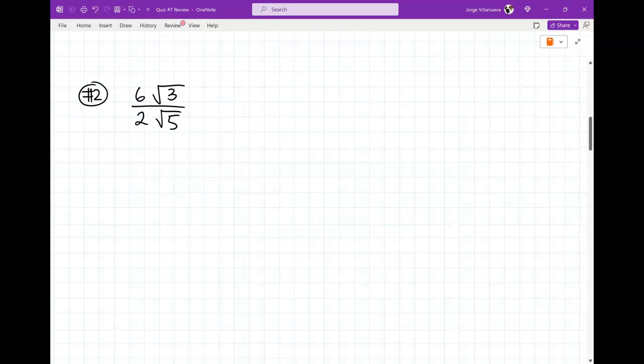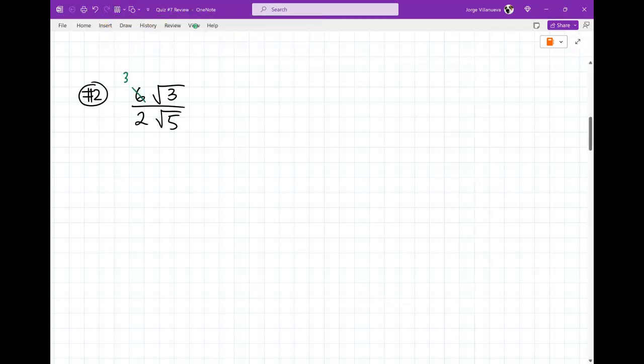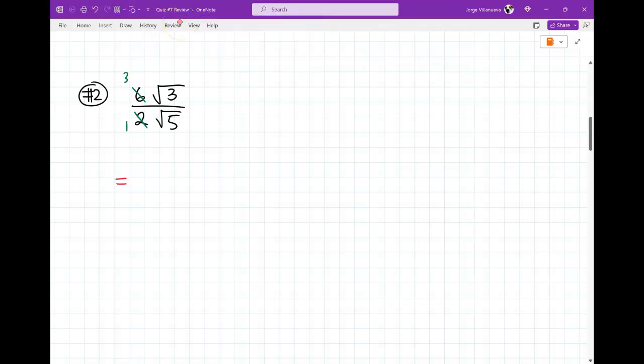Now, for this one, I see 6 over 2. I can reduce that, so let me go ahead and do that. I'll reduce 6 over 2. That becomes a 3 over 1. Okay, so let me just rewrite this really quick before I do anything with the radicals, if I can. 1 radical 5, so I'm just going to leave it like that. Will it benefit me to get radical 3 and radical 5 and write them as the square root of 3 fifths? Does that help me at all? No, because I can't divide them, right?